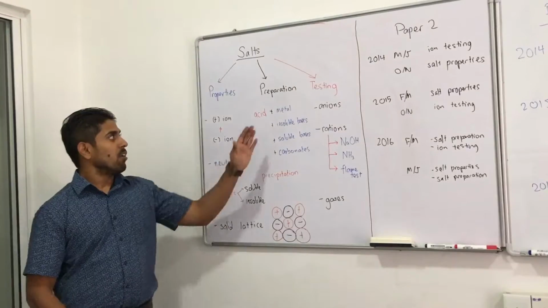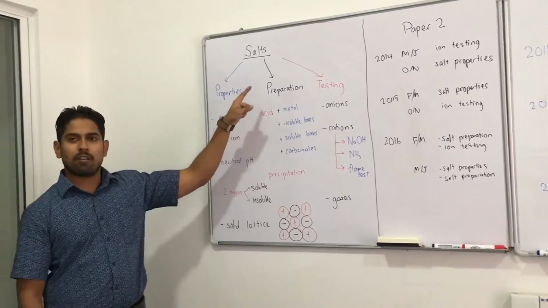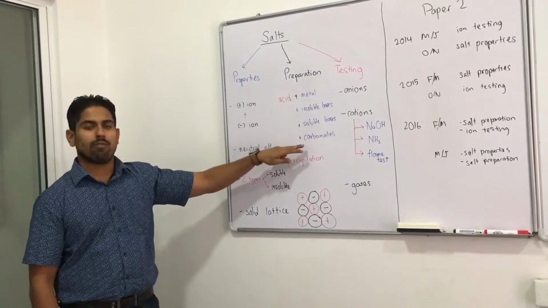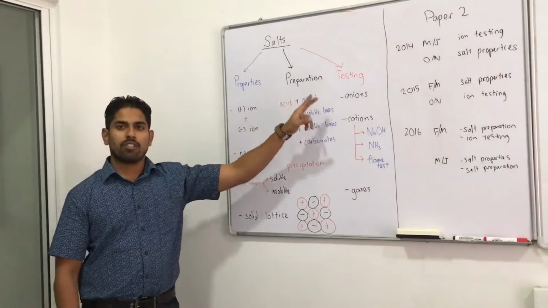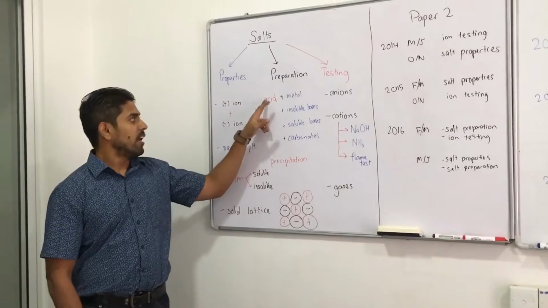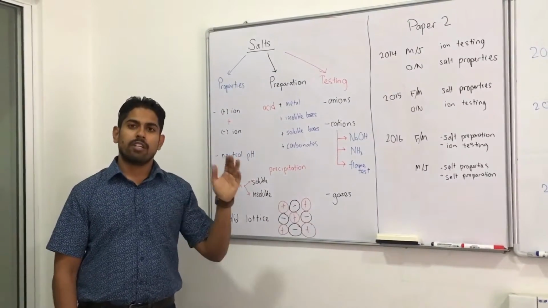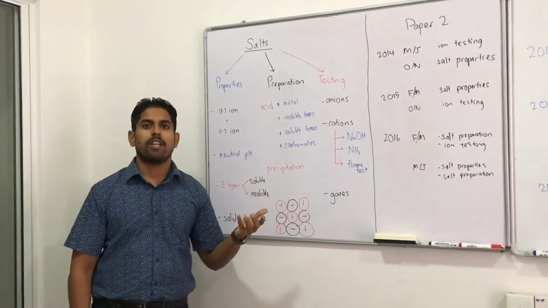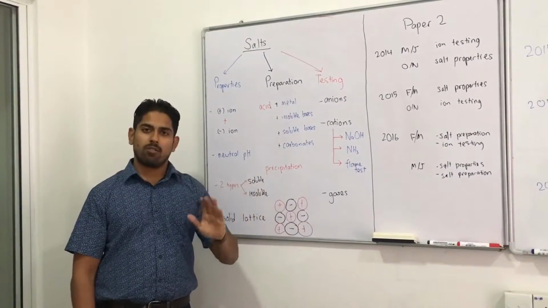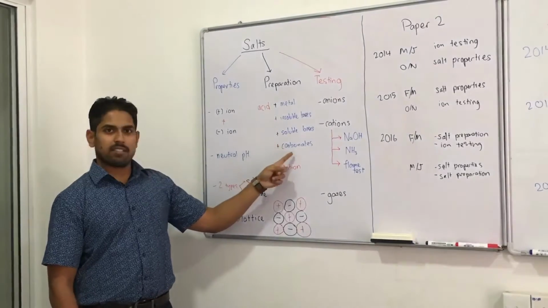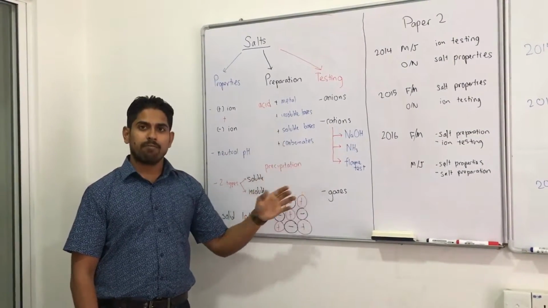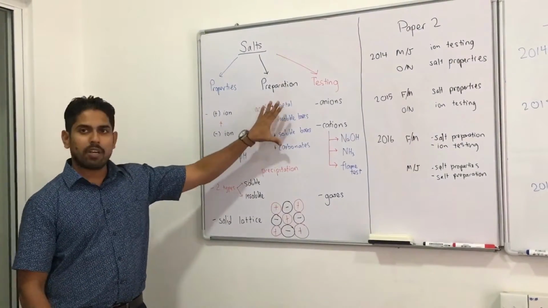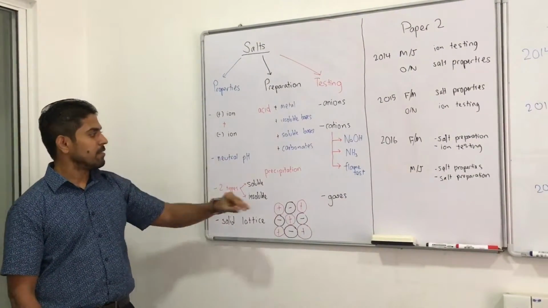Now, preparation. Salts can be prepared through 5 methods. First, you react acid with one of these 4 things. Acid plus metal, you get salt and hydrogen gas. Acid plus insoluble bases, you get salt and water. Acid plus soluble bases, or we call it alkali, also creates salt and water. Acid plus carbonate salts, you will get salt, carbon dioxide and water, 3 things. So you can prepare a salt using one of these 4 methods.